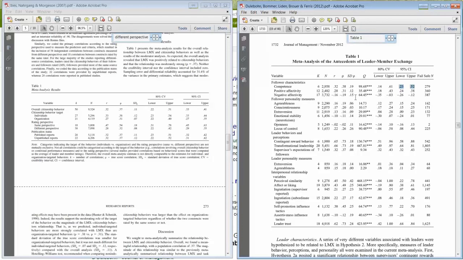So scanning down here, we see that competence, for instance, LMX did show a substantive relationship with the follower characteristic of competence. And notice at the top it says antecedents of leader-member exchange, which means competence is predicting the level of leader-member exchange behavior. But while the estimated corrected correlation is indeed substantive, the lower CI is not, and therefore we would not include competence in our revised model.